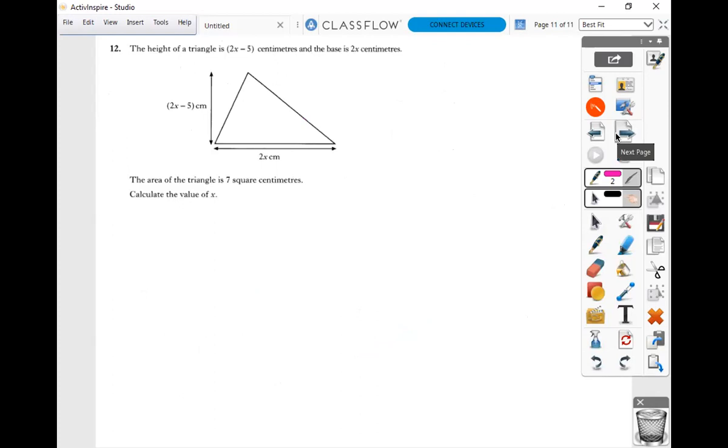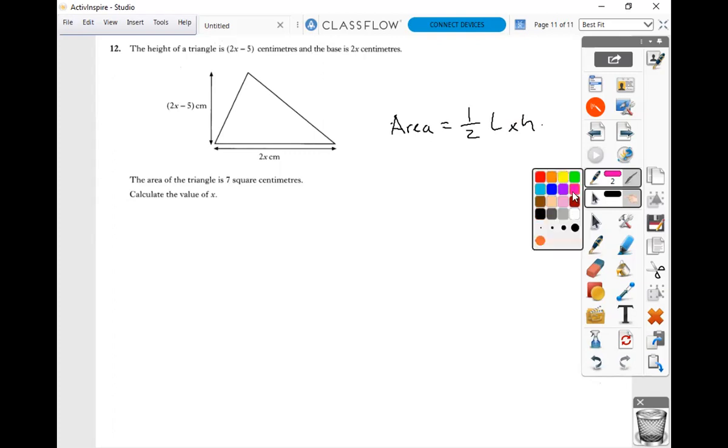Okay. This one I hope was a wee bit easier. Maybe. Area of a triangle. It's half length times breadth. Oh, sorry, height. Half length times height. Okay. The length 2x. The height 2x minus 5.